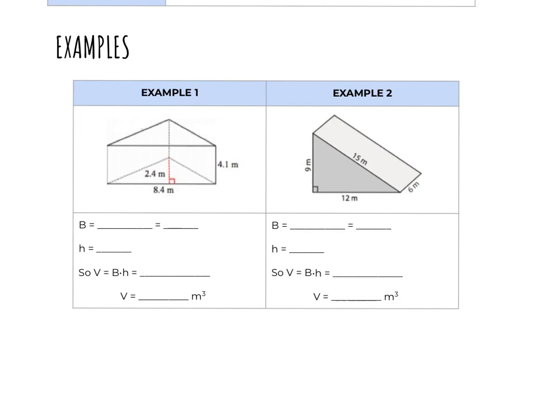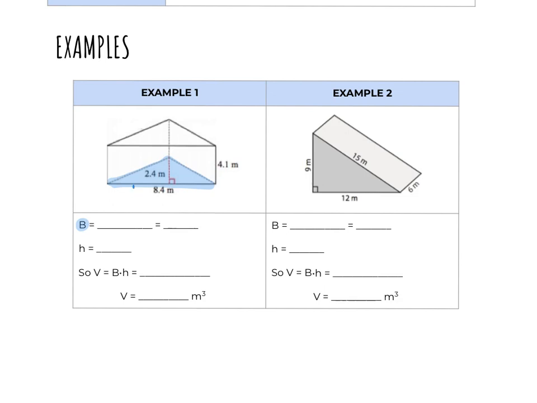Let's start with example 1. The first thing that's important to do is identify your base shape. Since these are triangular prisms, I know the base has to be the triangle, so I'm just going to quickly highlight that to point it out. I'm going to start by finding the area of my base shape. Since it's a triangle, I know I do base times height divided by 2.